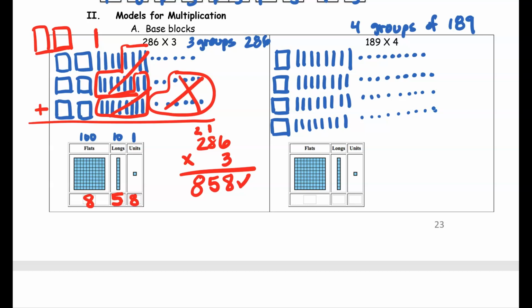Okay, so now I'm going to regroup. So I'm going to get my different color, and I think that's helpful to do with you as well if you've got some crayons or markers or something. So I've got a group of 10 ones. I cross those off. I make a long.